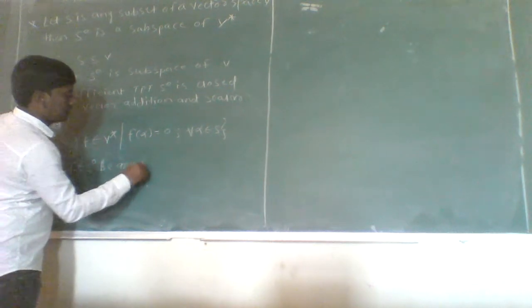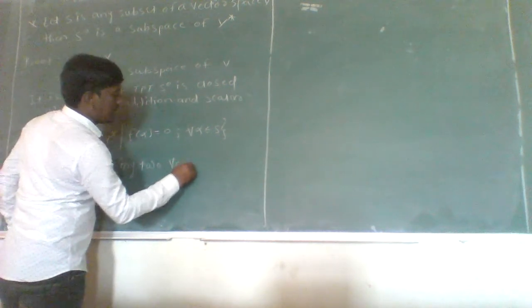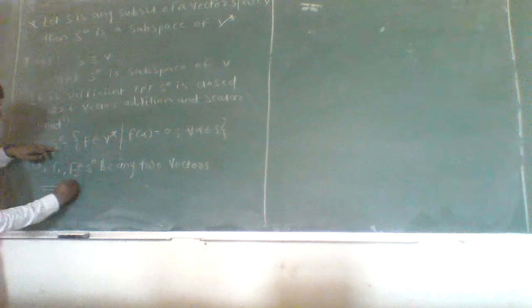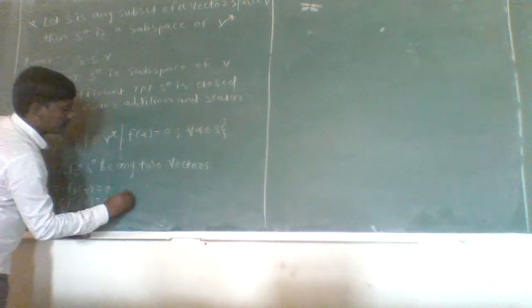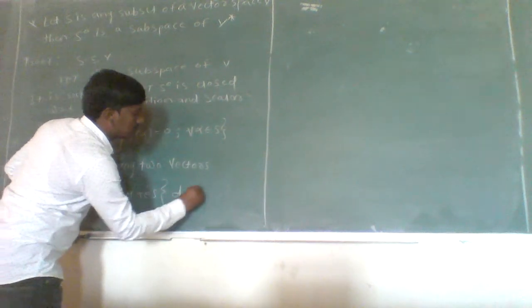Now let us consider f1, f2 belonging to S annihilator, any two vectors. As f1 and f2 belong to S annihilator, this implies f1 of alpha equal to 0 and f2 of alpha equal to 0 for all alpha belonging to set S. Since f1 and f2 belong to S annihilator, they need to hold this property. Therefore, this is from the definition of S annihilator.